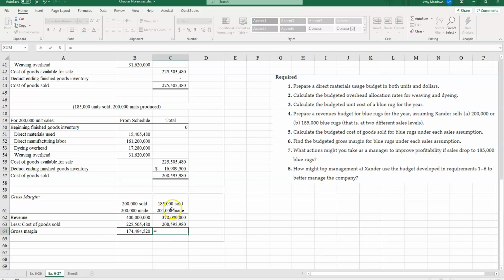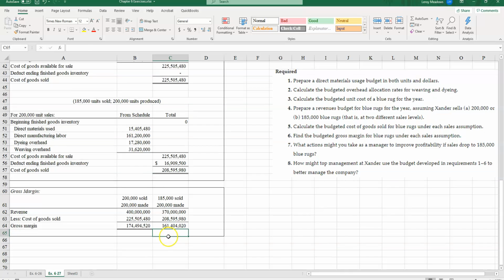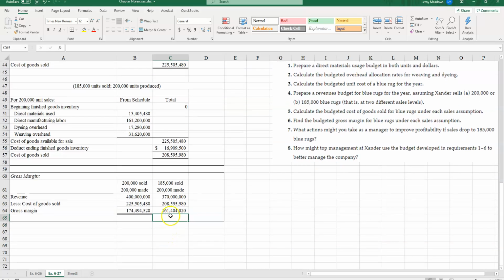So then my gross margin is simply my revenues minus expenses. And that would get me my gross margin of, with the cost of goods sold at 209 million, or let's see, $161,404,020. And that's my gross margin if I make 200,000 rugs and only sell 185,000 of them.